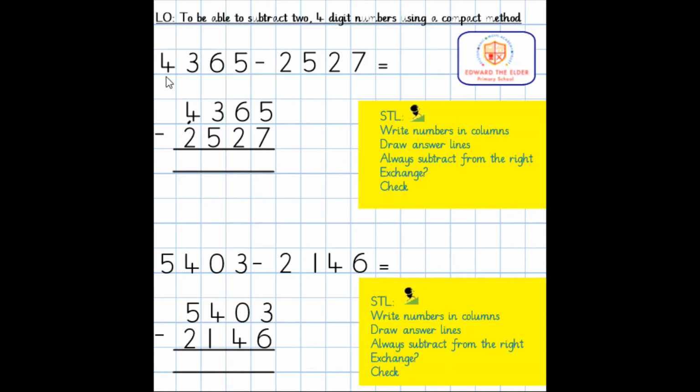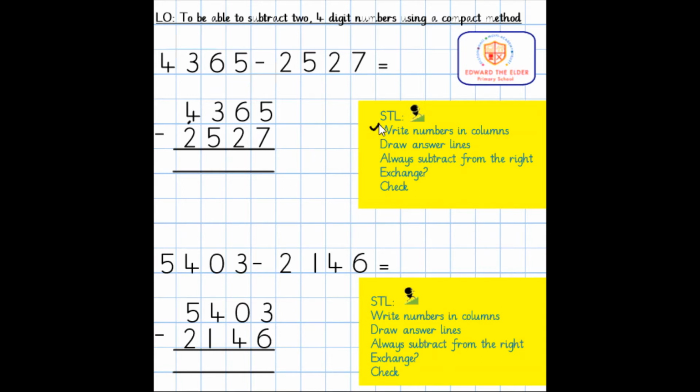Our number sentence says 4,365 subtract 2,527, and we're going to use our steps to learning to help us solve this calculation. The first step is to write the numbers in columns. As you can see, I have already written the calculation out, with each digit in a square to help keep the numbers in neat columns.